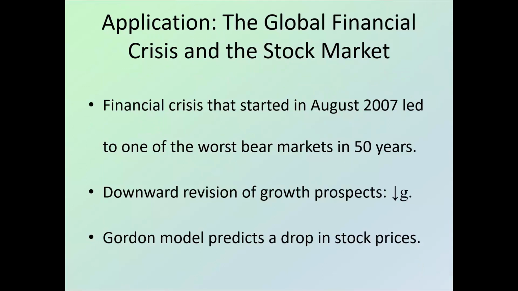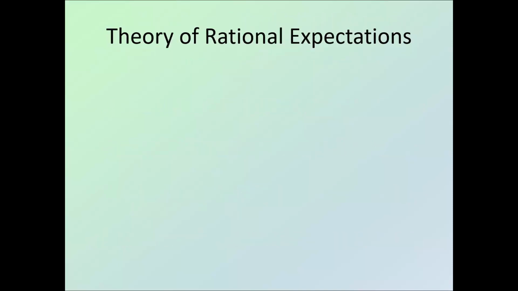Okay, now can we apply this to the financial crisis? The 2008 financial crisis was one of the worst bear markets in the last 50 years, and everything was revised downward. So the growth rate of dividends, G, was revised downwards. And as we just saw, a lower G will lead to a lower stock price, and therefore it led to a fall in stock prices and stock indices.